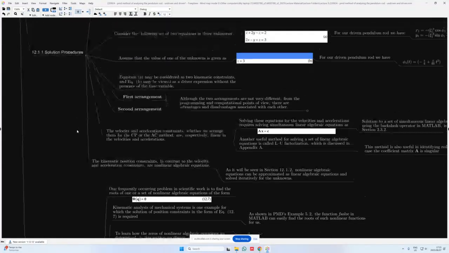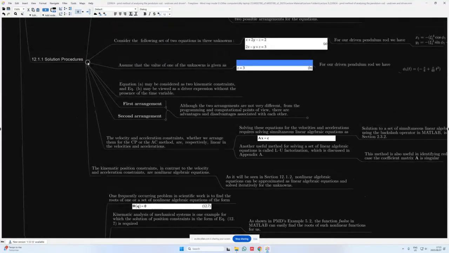The kinematic position constraints, in contrast to the velocity and acceleration constraints, are nonlinear algebraic equations. Now, as it will be seen in section 12.1.2, nonlinear algebraic equations can be approximated as linear algebraic equations and once again solved iteratively for the unknowns. So we see once again that there's an iterative component whenever we solve these problems.